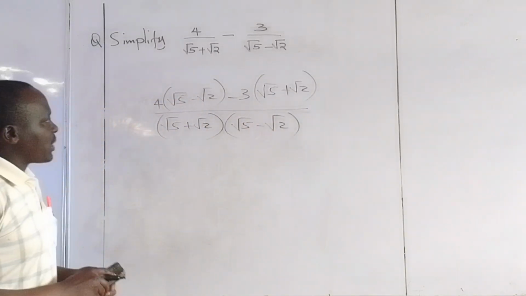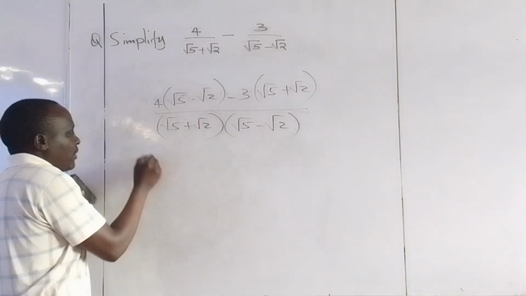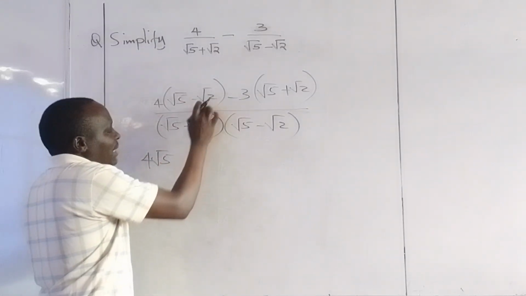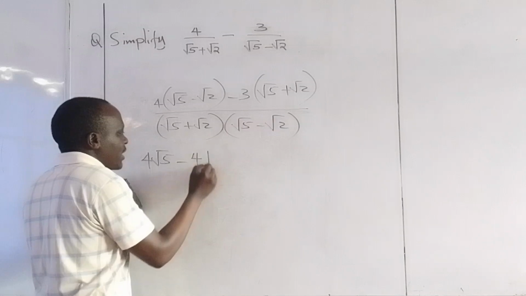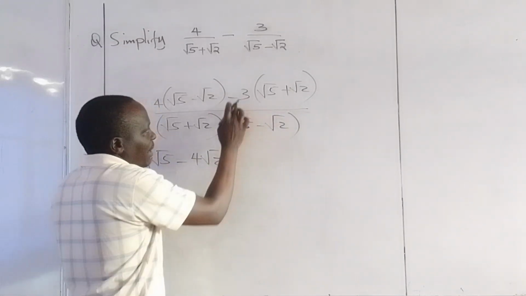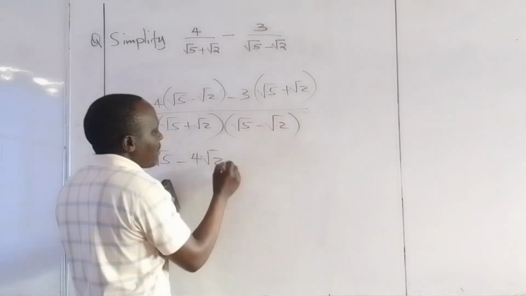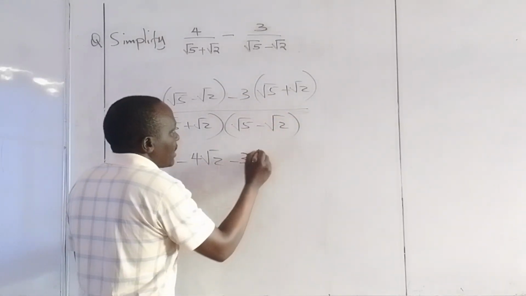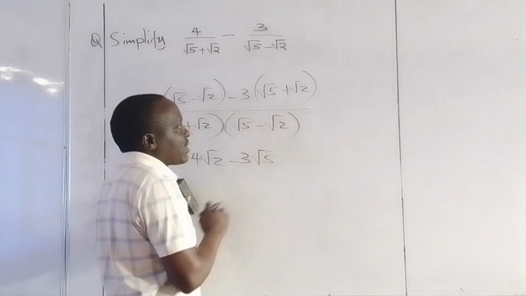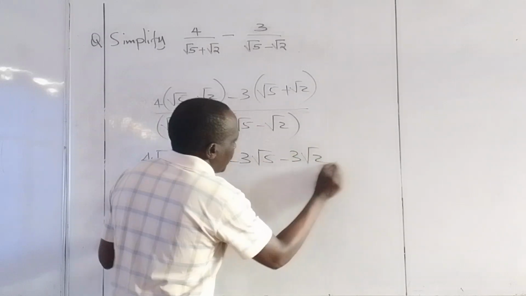Then from there, we are going to expand. 4 multiplied by surd 5 is 4 surd 5. Then 4 multiplied by surd 2 is 4 surd 2. And we are in the second bracket, whereby we are going to open it using negative 3. So negative 3 multiplied by surd 5, we are going to get negative 3 surd 5. Negative 3 times positive surd 2 is negative 3 surd 2.